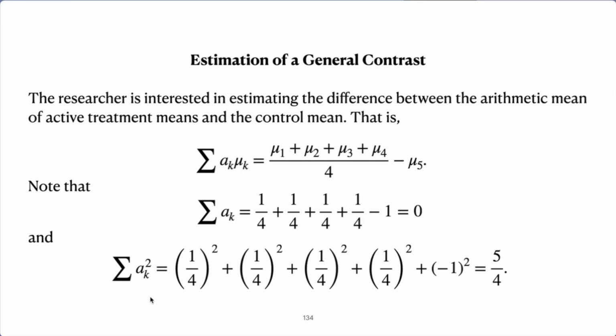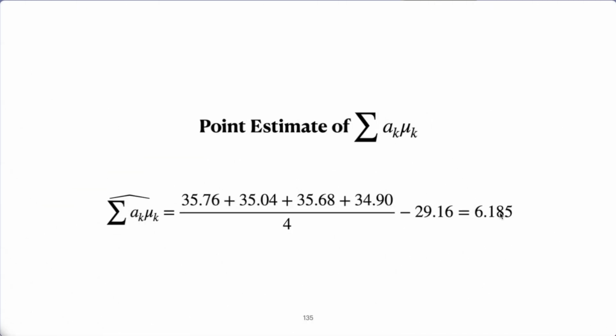Note also that we'll need the sum of the squared coefficient values, and when we do that calculation, we get 5/4. The point estimate for this linear combination, again a contrast, is 6.185. That's the difference between the estimate of the arithmetic average of the active treatment means and the estimate of the control mean.